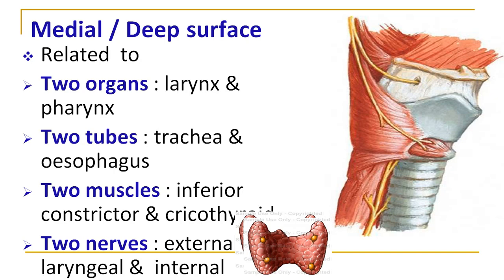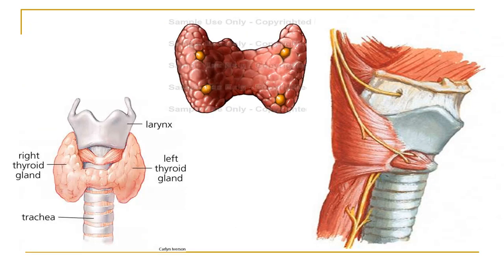Two tubes are foodpipe and windpipe. Two muscles are inferior constrictor of pharynx and cricothyroid of larynx. See, there is a rhyme in everything. So this is to show you the same thing: muscle, inferior constrictor and cricothyroid, external laryngeal nerve, recurrent laryngeal nerve. Two tubes, larynx becoming trachea. Behind this, pharynx becomes esophagus.